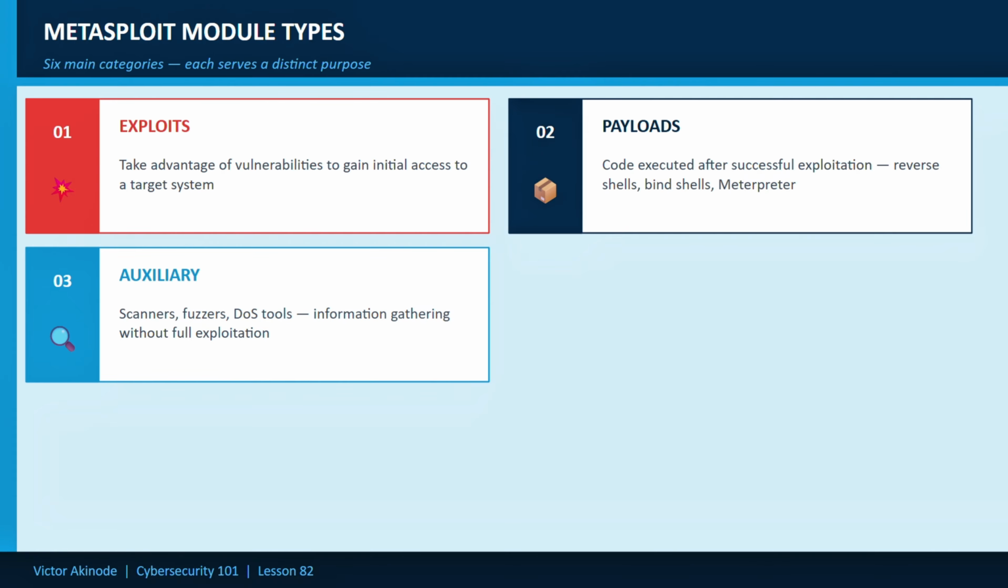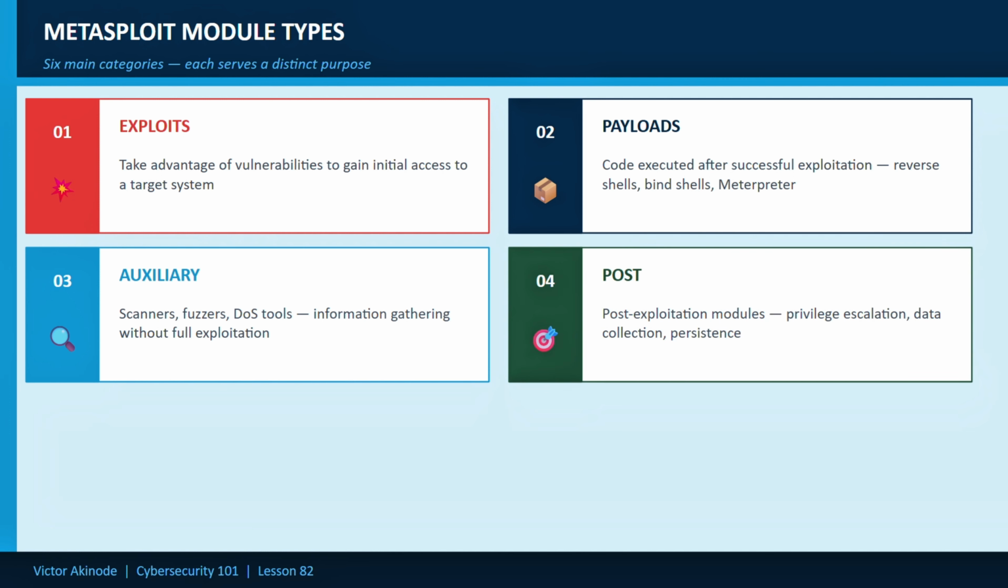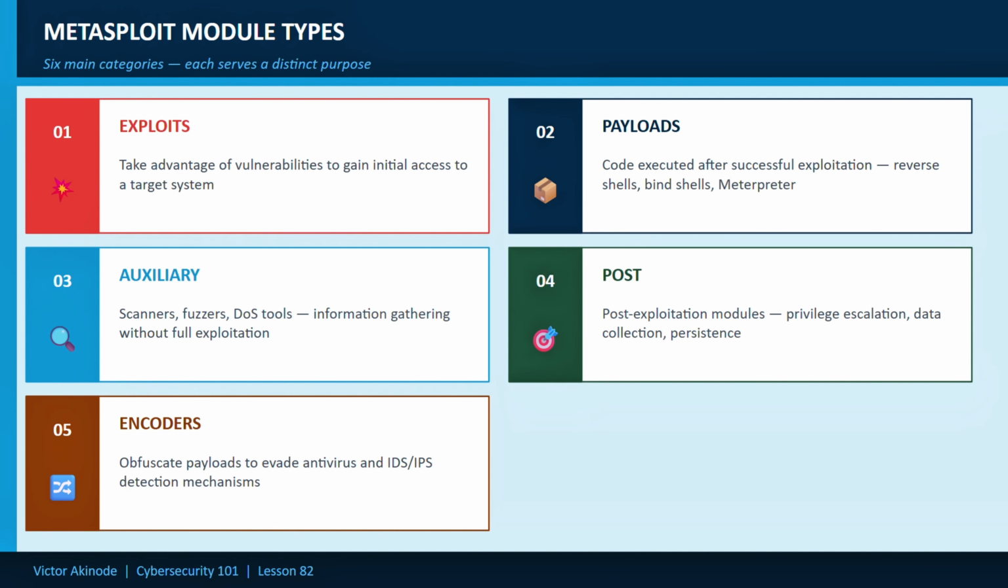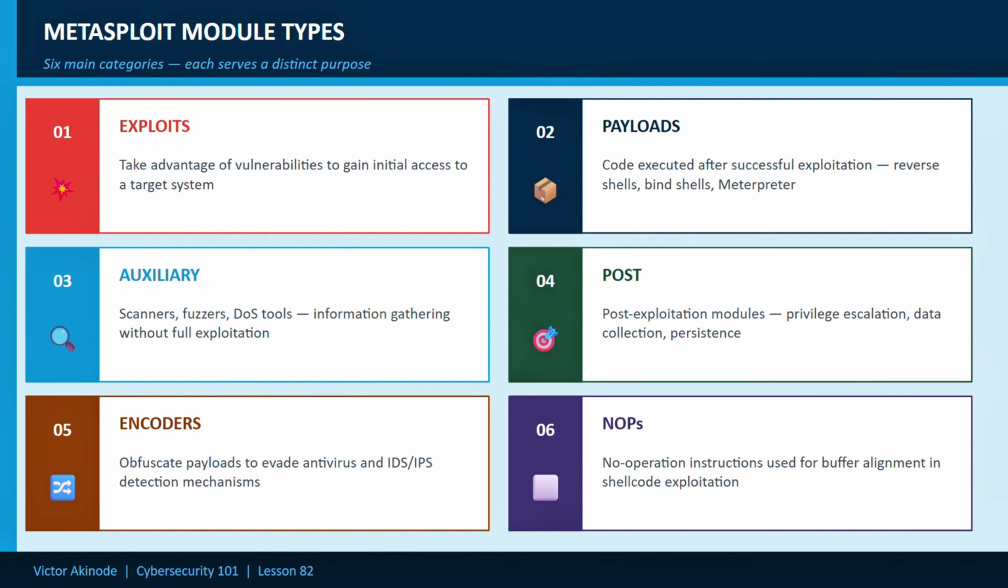The third one is the auxiliary modules, and these are scanners, fuzzers, and denial of service tools. They don't exploit anything, they just gather information or test systems. The fourth one is post-exploitation modules, and these run after you've already compromised a system. They handle privilege escalation, data collection, and persistence. The fifth one are the encoders, and these obfuscate payloads to evade antivirus and intrusion detection systems. The sixth one are the NOPs, which stands for No Operation Instructions, and they are used for buffer alignment in certain exploits. Understanding these 6 categories helps you navigate Metasploit's thousands of modules.